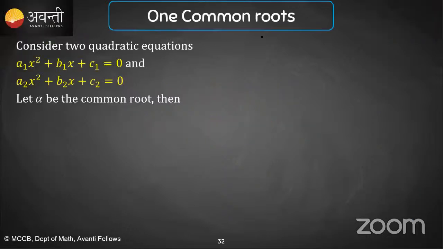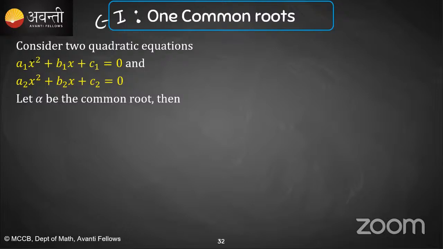So first of all, the condition of common root means two quadratic equations will be given. And they will tell you that one of the roots is common, or both roots are common. According to that, we have to find the condition for which that is happening. So let's take the first case. Case 1: when one root is common.